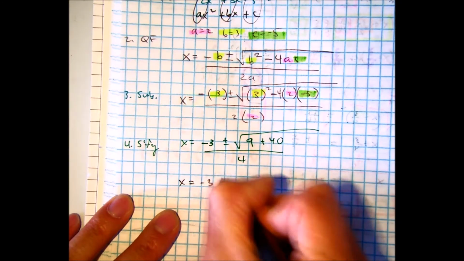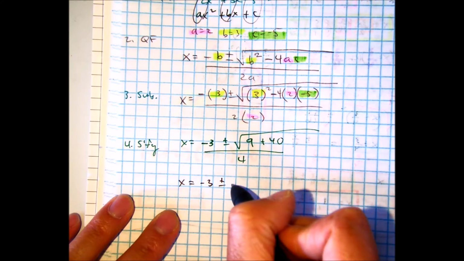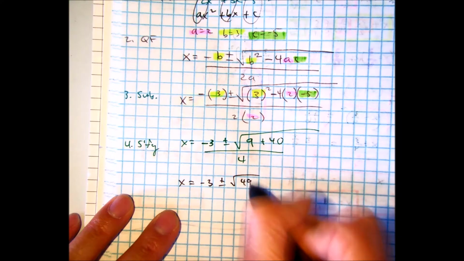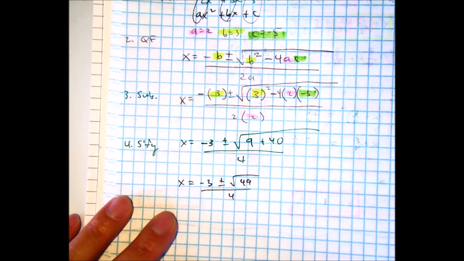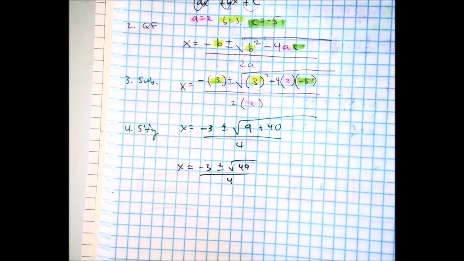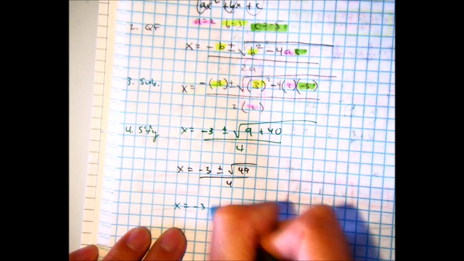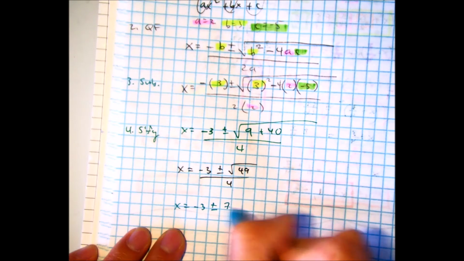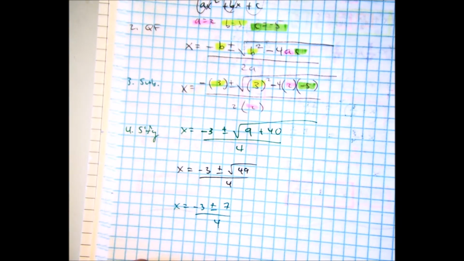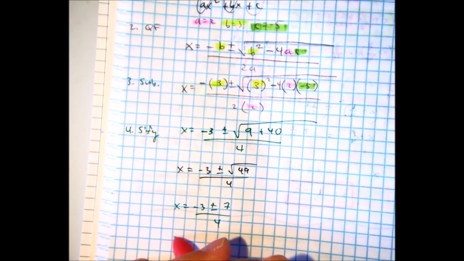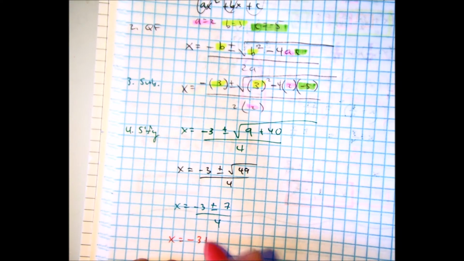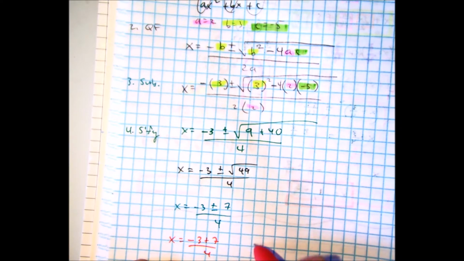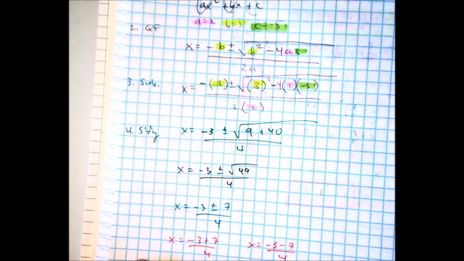X equals negative 3 plus or minus 9 plus 40 is? X equals negative 3 plus or minus 7 over 4. This means here we have two solutions. Let me write it out for you so you can see it. Negative 3 plus 7 over 4 and negative 3 minus 7 over 4. There I'm splitting the plus or minus at the very end.